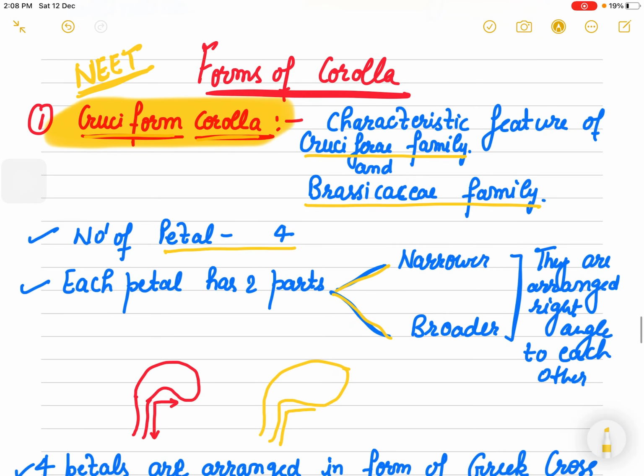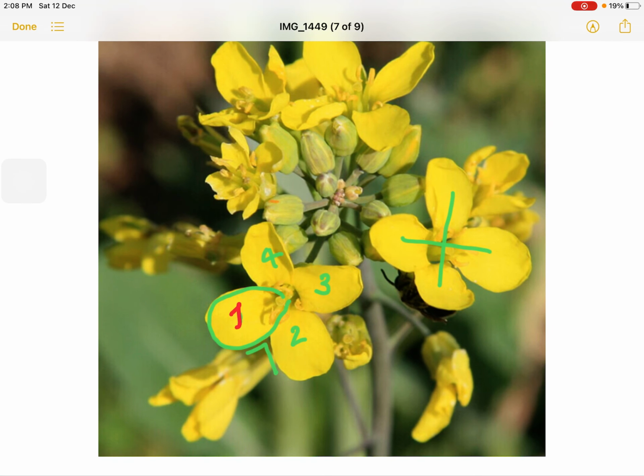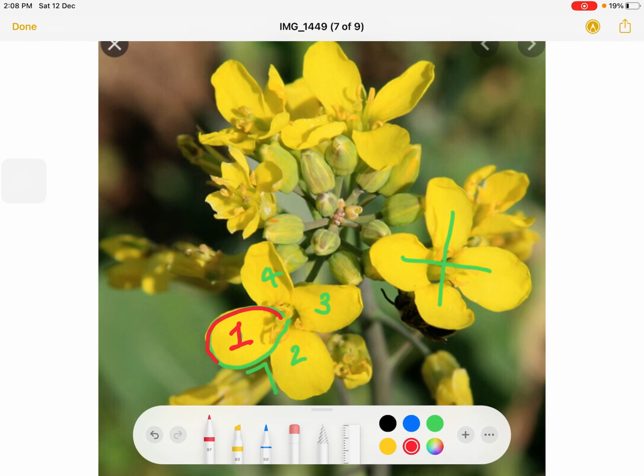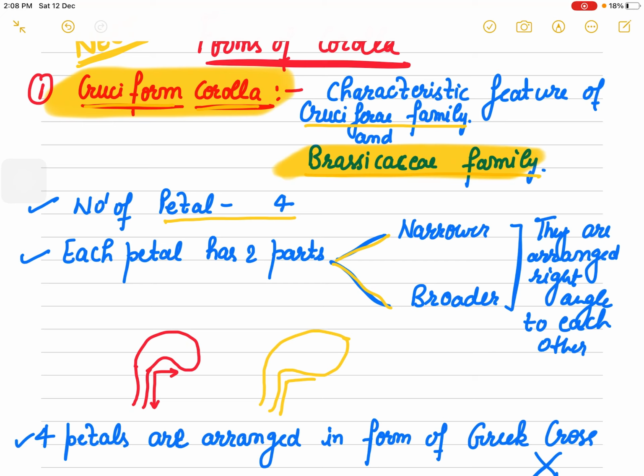Cruciform corolla is a characteristic feature of the Brassicaceae family, the cruciferous family. A small trick to remember its specialty: keep Brassica in mind. The Brassica family means mustard, so keep mustard in your mind. If you recall mustard, look at the number of petals: 1, 2, 3 and 4. So the number of petals you will observe in this cruciform corolla will always be 4, right?